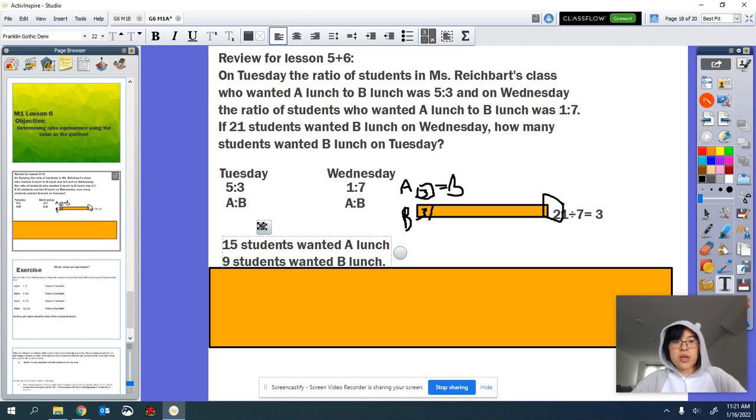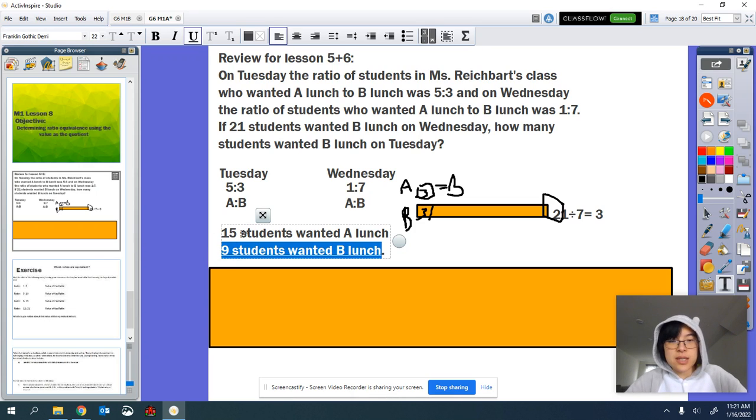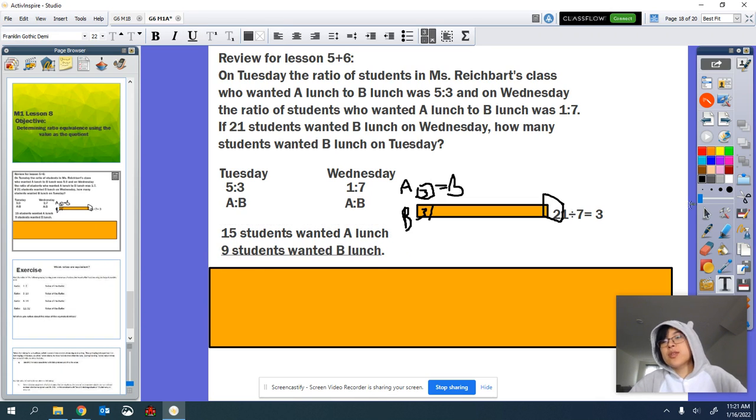Okay. The main question was how many students wanted B lunch? 9 students wanted B lunch. However, if I check, I have 24 students here and 24 students here. So the number of students didn't change.